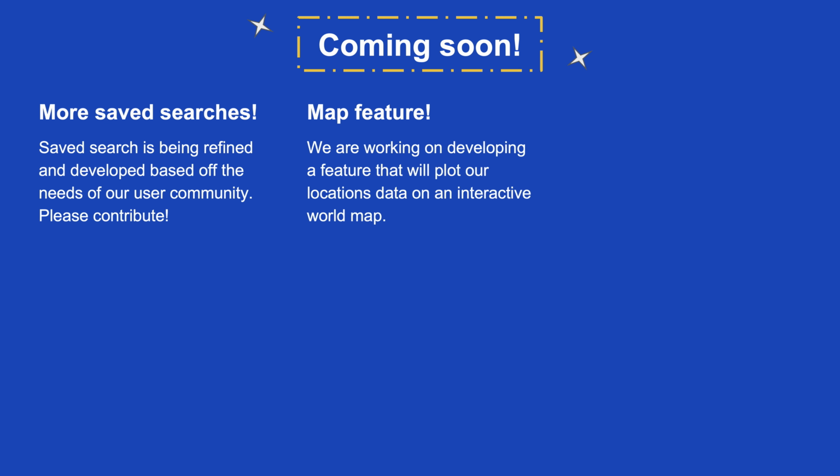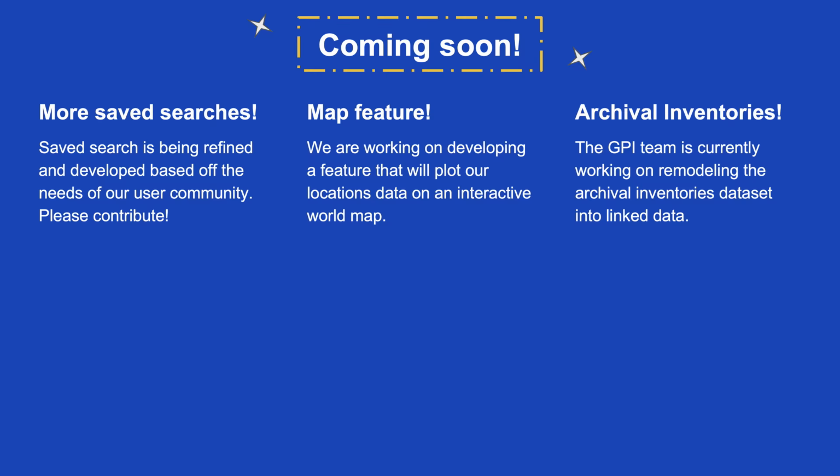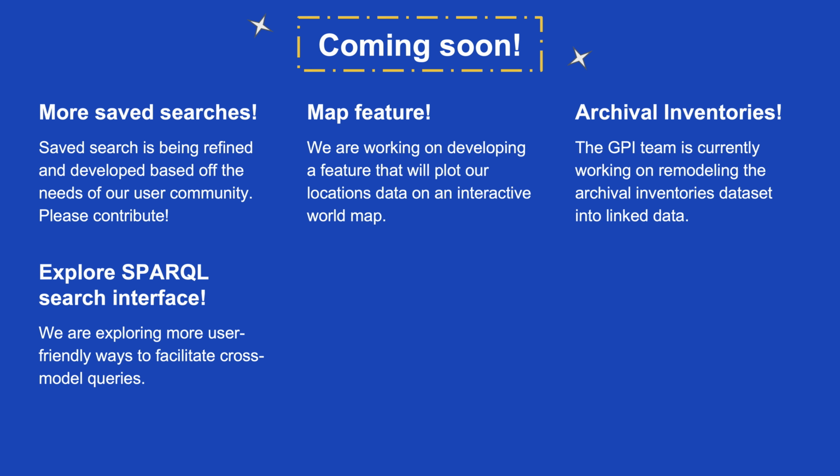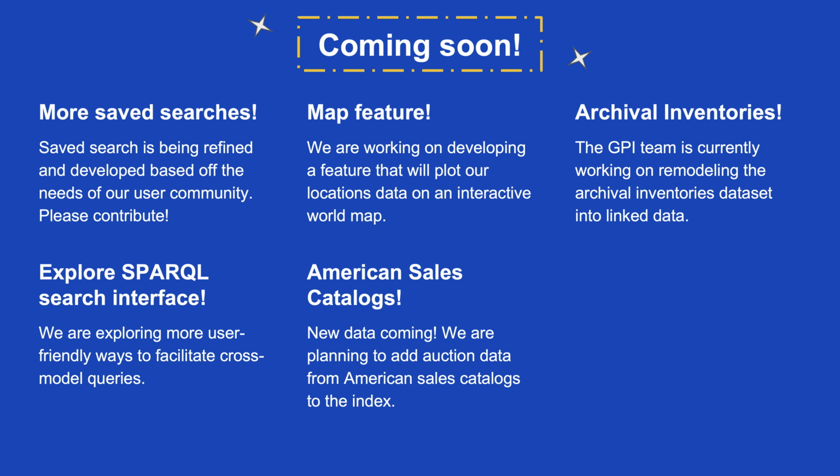Next, we are developing a map feature to plot all of the location information we have in our data on an interactive map. And then, of course, we will have archival inventories joining sales catalogs and stock books in the remodeled platform. We are eager to see what connections can be made explicitly between these data sets. Then we are exploring more user-friendly ways to query the data via the SPARQL endpoint, which is the querying language for semantic data. We hope this will facilitate more powerful and complex queries.